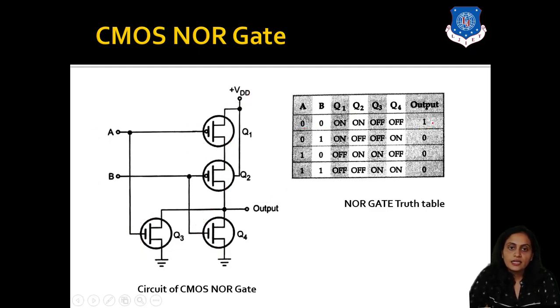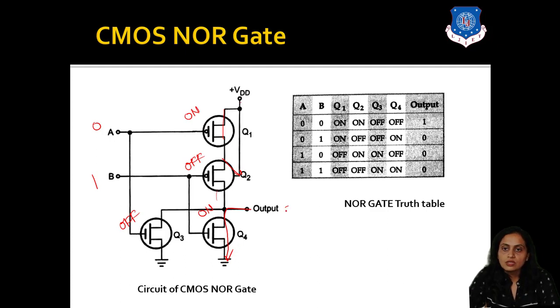Now we apply A equal to 0 and B equal to 1. Then we can say this Q1 is on, this Q2 is off, and this Q4 is on, and this Q3 is off because of 0 to the NMOS. And you can see this is on, but this switch is open, so there is no connection of output to VDD, and you will find a connection from here, so output becomes 0. So it is this.